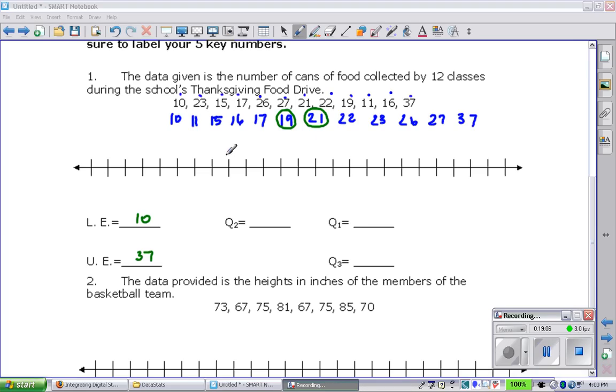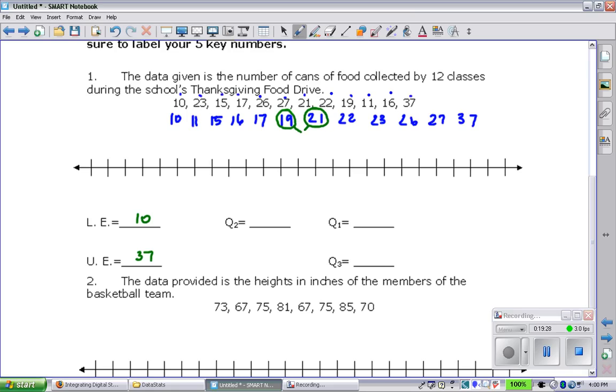Okay, I've got my numbers in order, and I found my lower extreme and upper extreme, which was pretty straightforward. Now, when it comes to my median, this is where it gets a little bit dicey. I have 12 numbers here because there's 12 classes. So I have 2 numbers in the middle, 19 and 21. So I have to take the average of those 2, which would be 20.